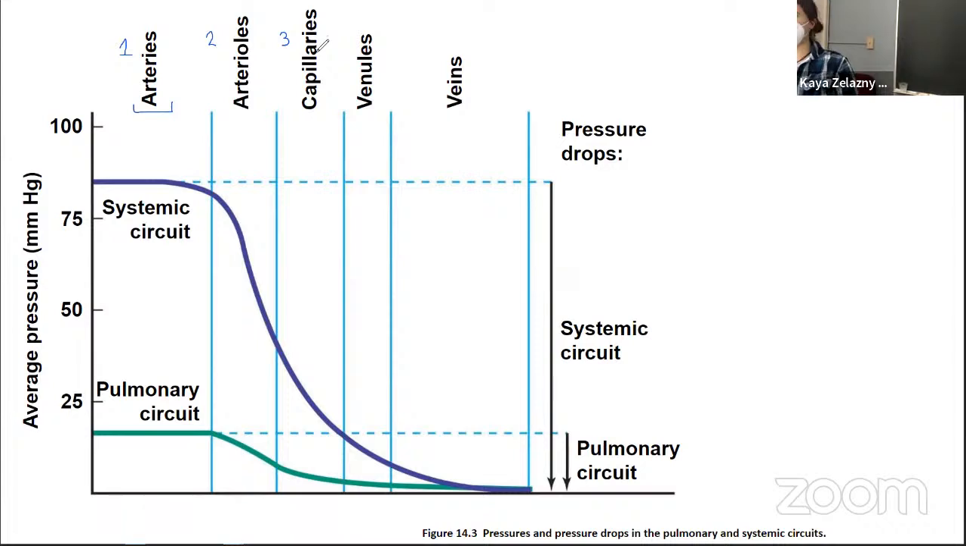So on the other end of a capillary, we have a venule. The word even looks like it's just a little vein because it is. So then we have our veins, which return blood to the heart.